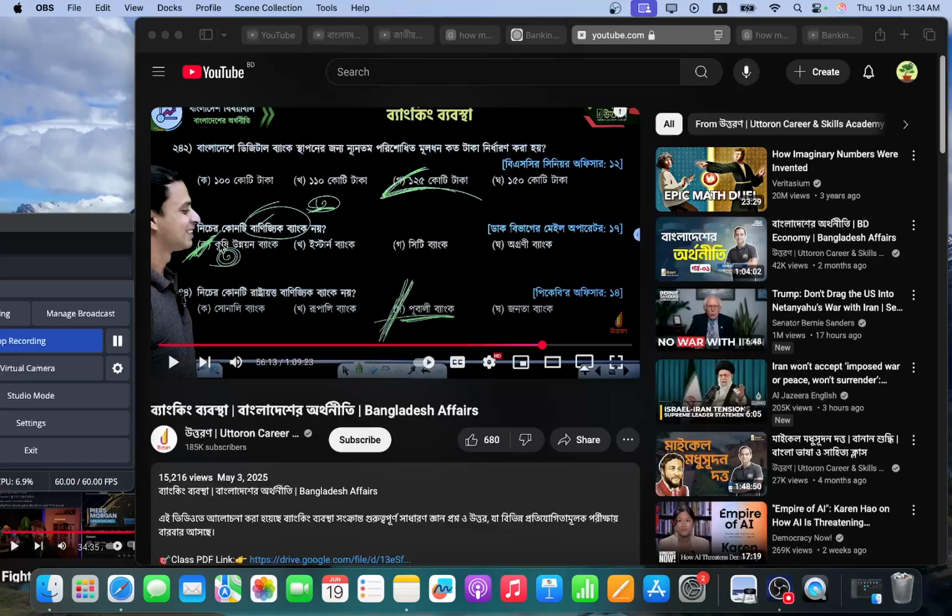And which one is not a commercial bank? Again, it is Krishi Unnayan Bank, a specialized bank, not a government commercial bank. Sonali is definitely, Rupali definitely, Janata definitely, but Pubali gets mixed up. That's why it's important to highlight or accentuate that.